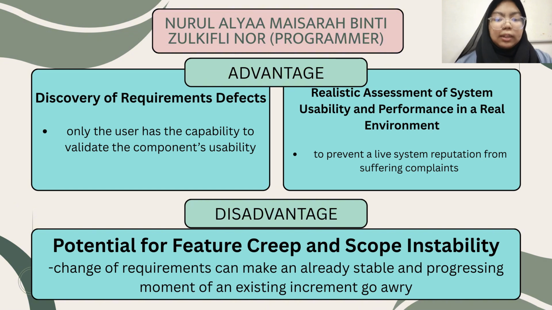The second advantage is that users help us test the system in real-world conditions. Even if the GPS bus tracking works well in our internal testing, users may experience slow performance due to poor internet connection or high traffic. This feedback allows us to improve performance before the system goes live. However, there is also a disadvantage. User involvement can lead to feature creep. When users see a working system, they may request new features that were not part of the original plan. This sudden change can disrupt validation and testing and may delay the project schedule.